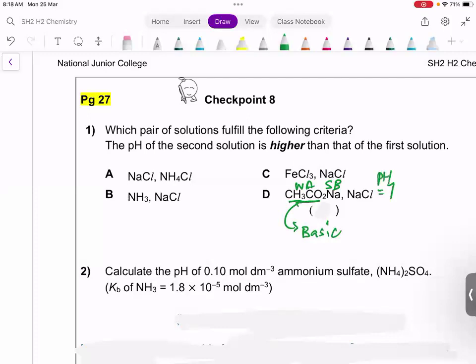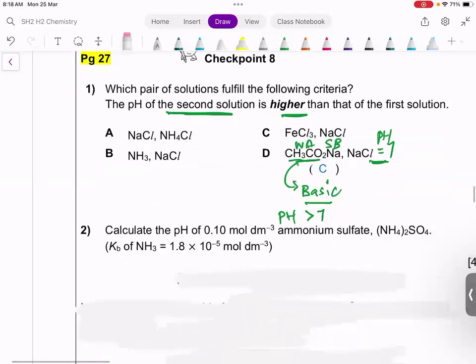So your second solution, pH should be higher. Huh? No, basic salt means that it must be more than 7. pH more than 7. This one is neutral, pH equals 7. So the answer should be Canada. All of you got Canada? Yeah, so if your friend didn't get Canada, then maybe you can try to explain to your friend. Okay, if not, then I assume you are okay.